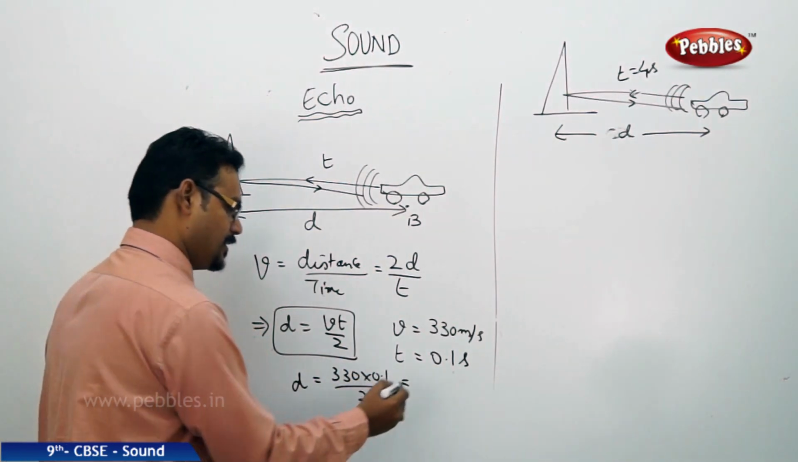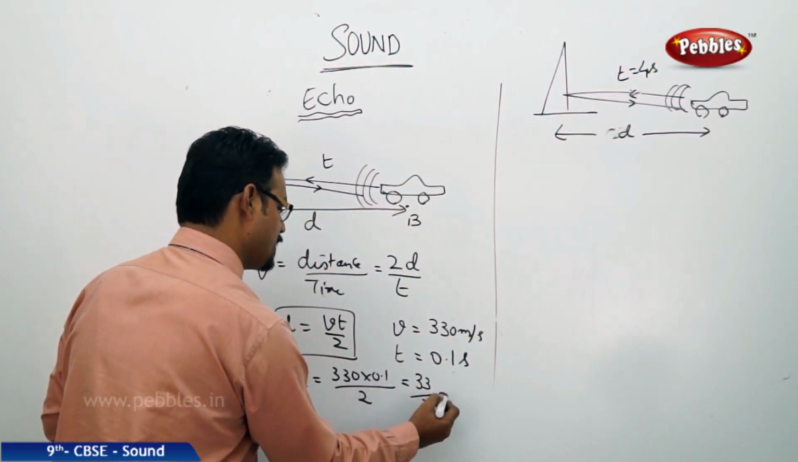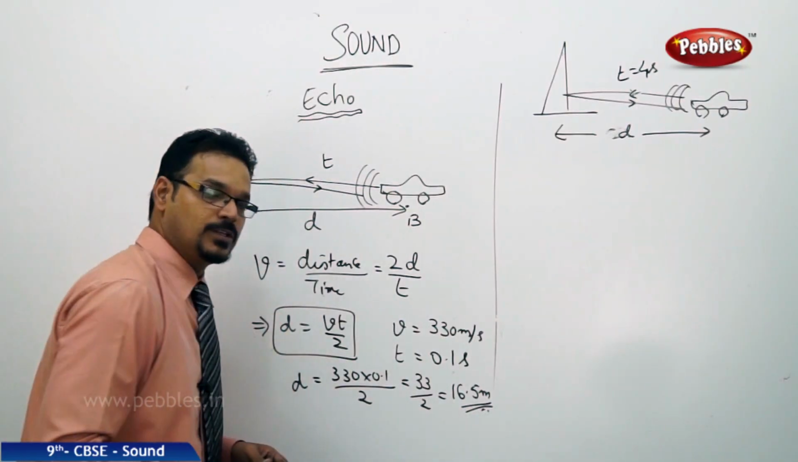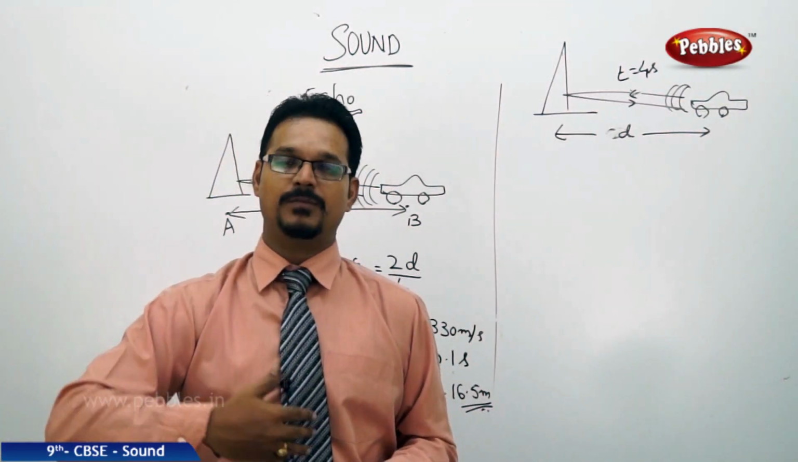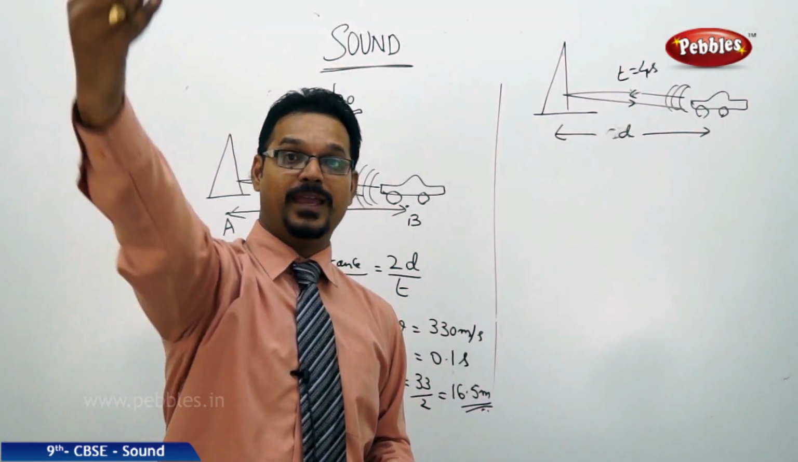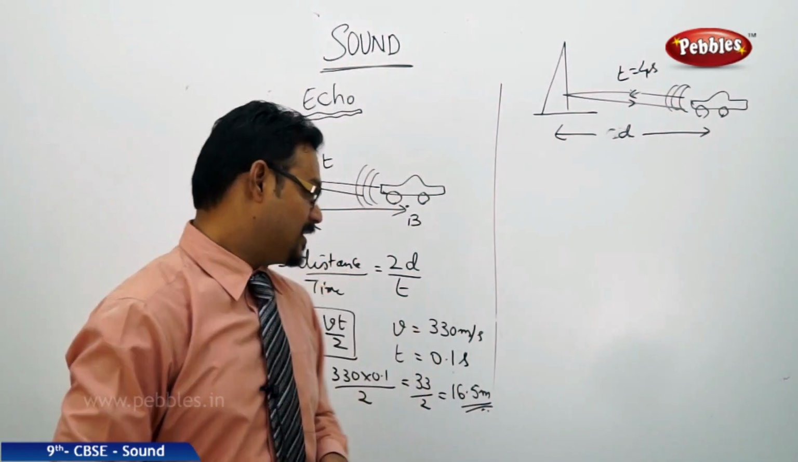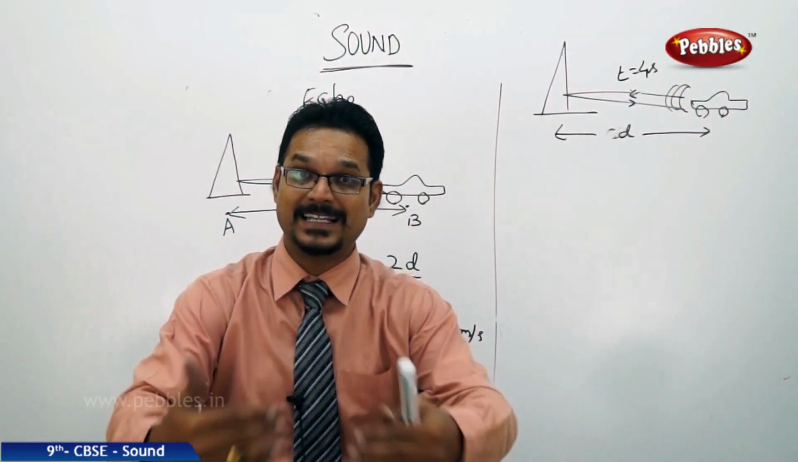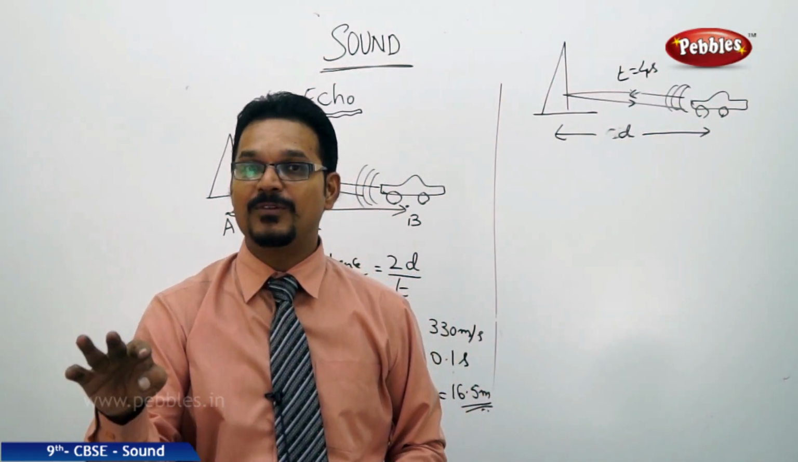So how much is this? This is 33 by 2, which is 16.5 meters. So the minimum distance between the source and the reflector should be 16.5 or more than 16.5. If it is less than 16.5, you can't produce an echo.